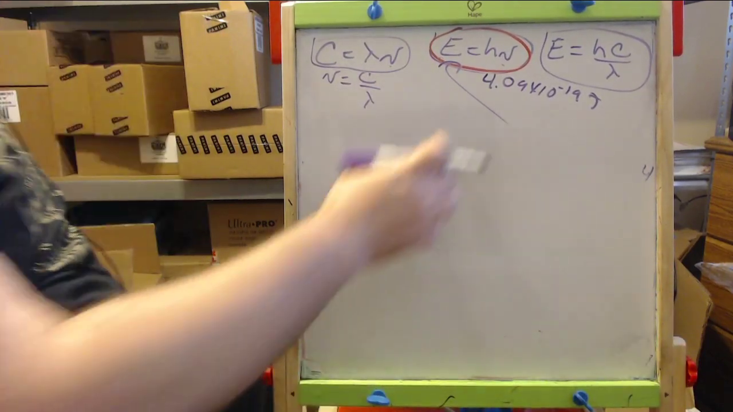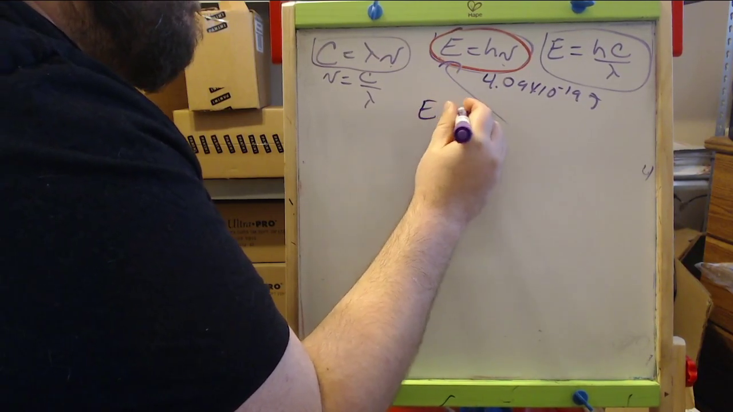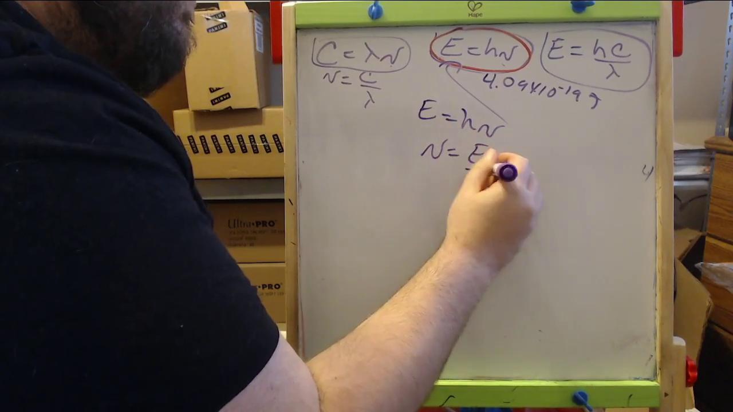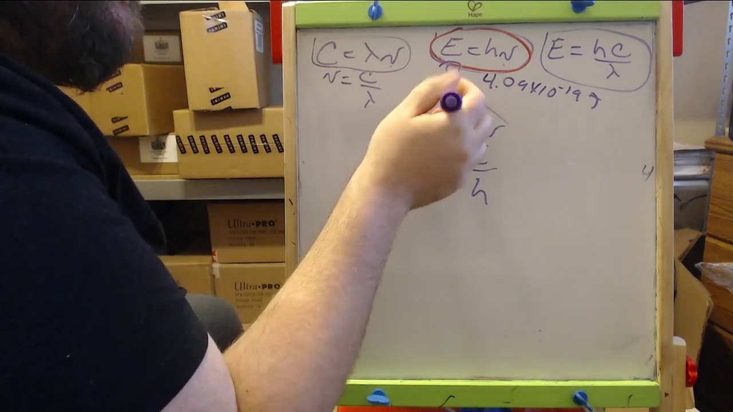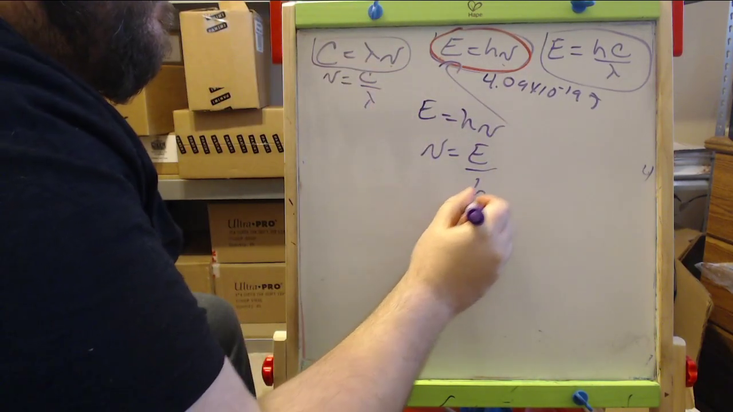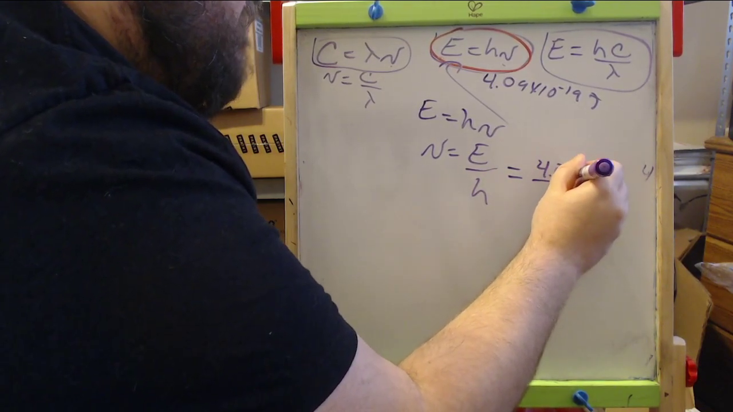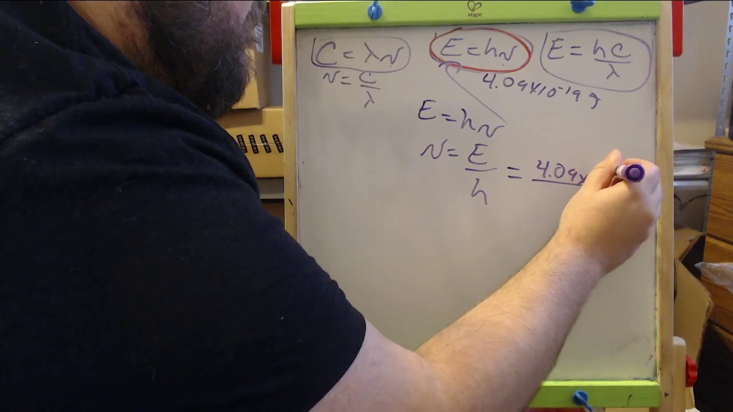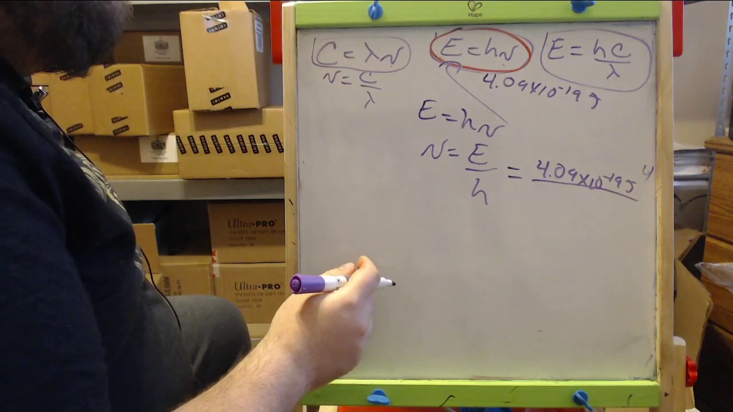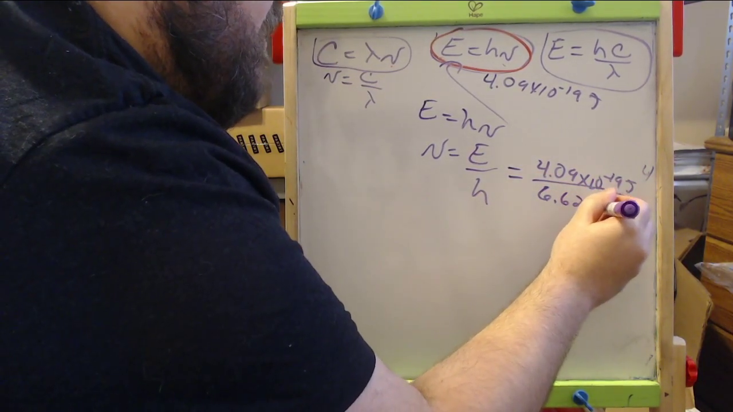All right, then we would say, energy equals h nu. Therefore, nu equals E over h. The biggest mistake I see in the exam is people put h over E. Don't do that. So that's going to equal the joules, 4.09 times 10 to the negative 19th joules, over Planck's constant, 6.626 times 10 to the negative 34th.